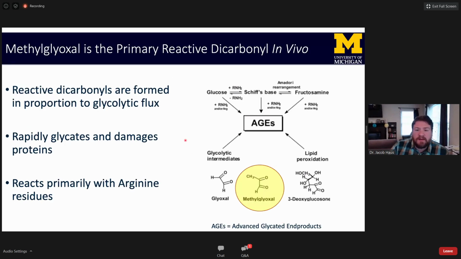So with regard to glycation, we typically associate reactive dicarbonyls with glycation biology. And so when we form a reactive dicarbonyl, you can see the structure here of these dicarbonyls on this right side of the panel. You see methylglyoxal, glyoxal, and then 3-deoxyglucosone. And you can clearly see their dicarbonyl side chains here. These are what are reactive with the protein groups. All of these molecules can rapidly glycate and damage proteins, and we know that they primarily interact with arginine residues.